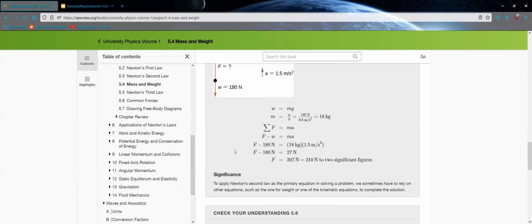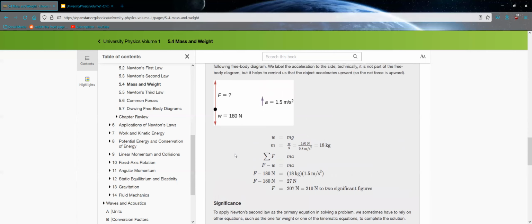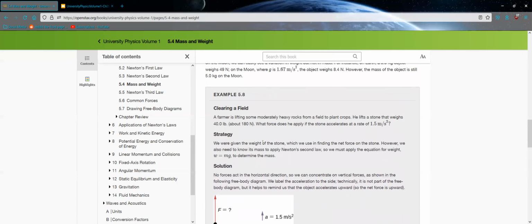Again, the math is simple. You just need to take your equations and rearrange them to solve what you need. You were given more than one variable by telling you that the force of gravity is 180 newtons, because the 180 newtons force of gravity also tells you the weight of the boulder.